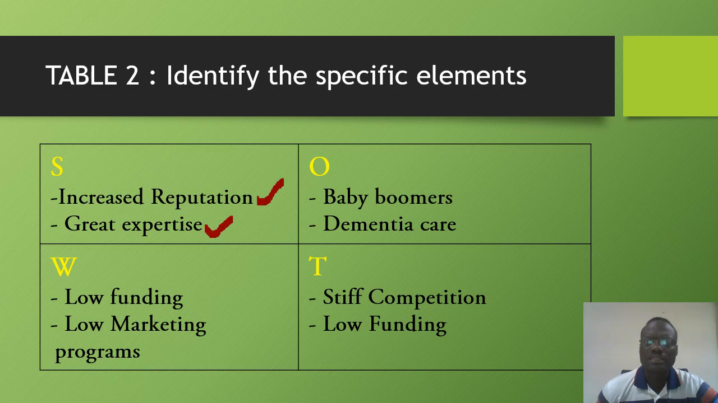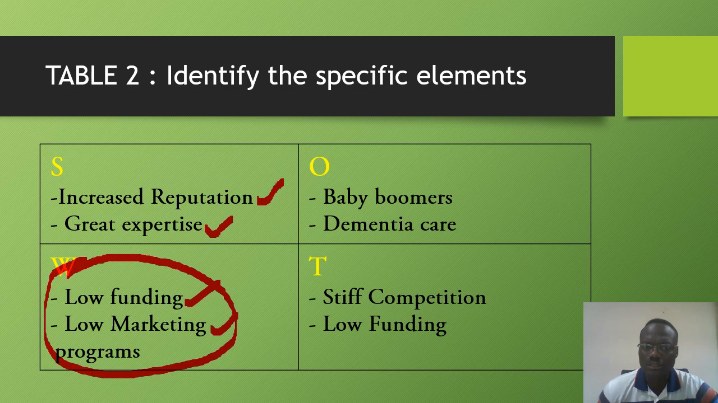Okay, and then in terms of weaknesses, the elements that you want to control are as follows: there is low funding. It's a problem, it's a challenge. There are low marketing programs. So identifying these weaknesses means that you have identified loopholes that you need to fill, holes you need to plug and shore up. So over here you need to find ways to raise funds to shore up your weakness in that area, and also step up your marketing programs or your sensitization programs, advertising, educational programs, okay?